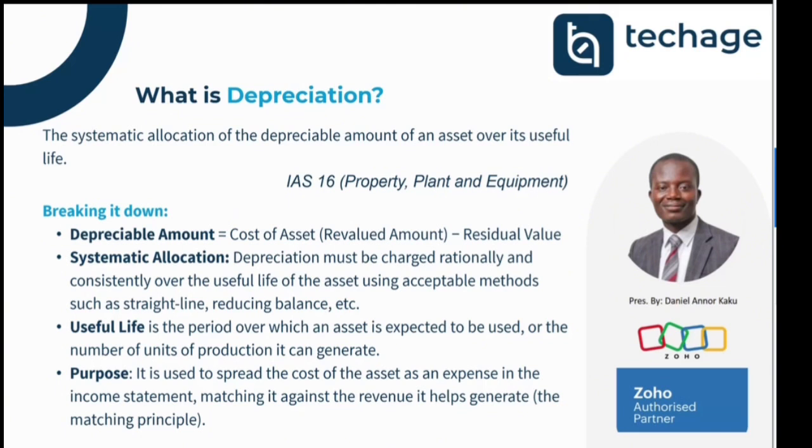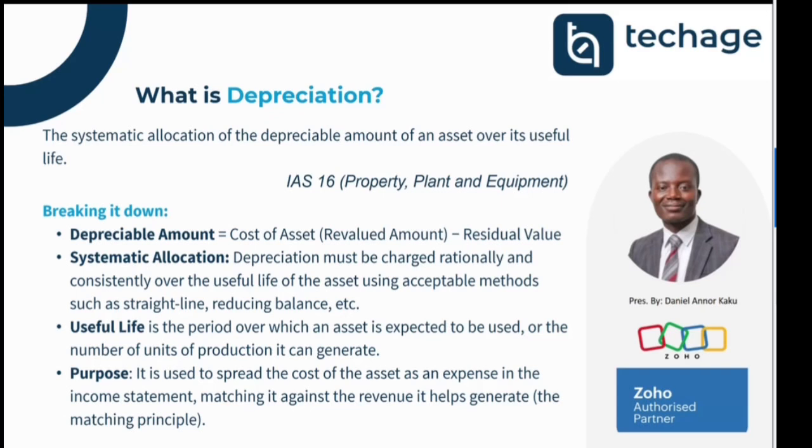Systematic allocation, you're also making reference to what methods you are using. There's so many methods, but as far as this training is concerned and Zoho Books is concerned, we limit ourselves to the two main popular methods, which is the straight line method and the reducing balance or the declining balance method. Now, depreciation must be charged rationally and consistently over the useful life of the asset using acceptable methods. So it must be charged rationally. It must be charged consistently.